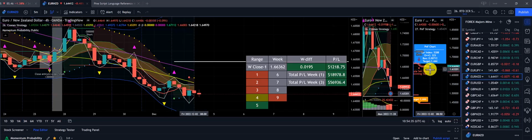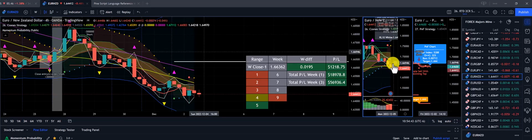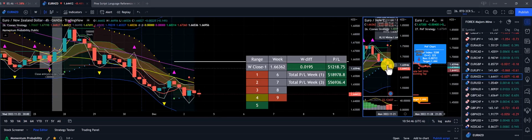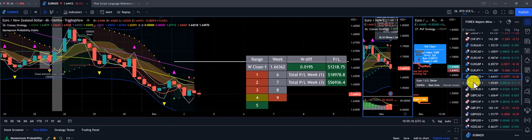Euro New Zealand dollar, we have a strategic target of 1.444 to the downside. Operational picture below the dragon and broke below the C zone. We have a target of 1.5547 on the Z3. Overall gain was 195 pips with a profit of $1,218. We will be trading this next week.